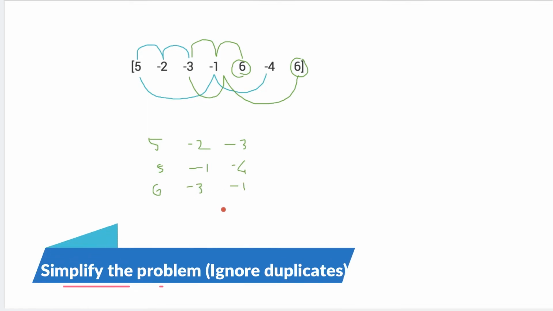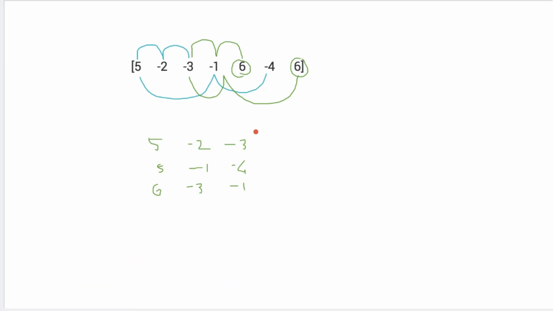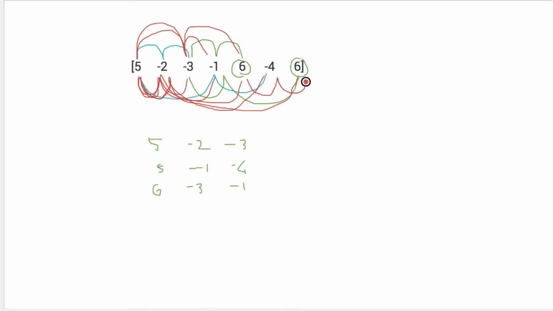Alright, to begin with, let's not worry about the duplicates. And let's see, if we are to do it manually, how will we do it? One simple brute force solution can be trying out all possible triplets. So 5, -2 and -3, then 5, -2 and -1, similarly 5, -2 and 6, 5, -2 and -4, 5, -2 and 6 again, and then 5, -3 and -1, 5, -3, 6, and so on. And finally we will check 6, -4 and 6. There are roughly n cube triplets that are possible out of an array of size n, and hence the time complexity of this solution will be big O n cube.